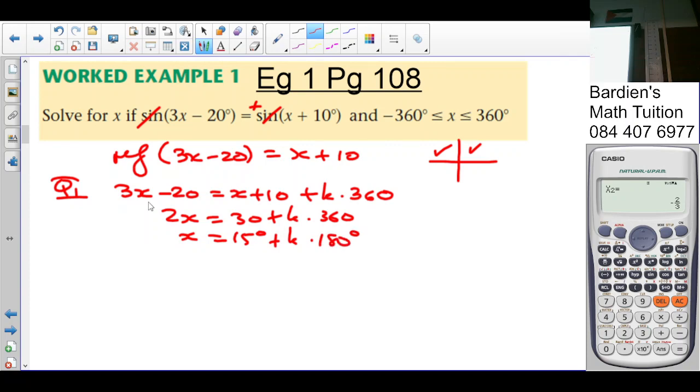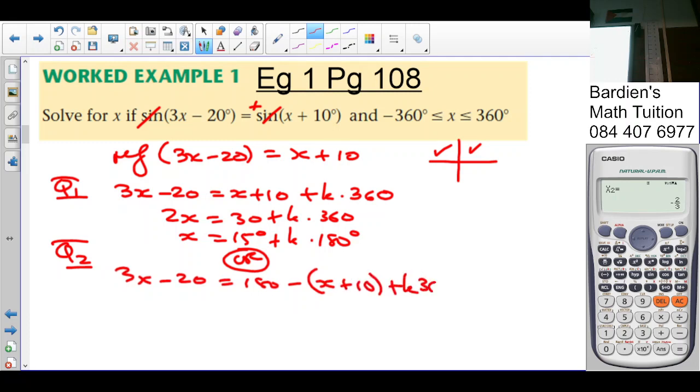Okay? In quadrant 2, how do we get into quadrant 2? So it's 3x minus 20 is equal to 180 minus, open brackets, x plus 10, close brackets, plus k times 360. Simplify that for me and then determine the values for x in that given interval.